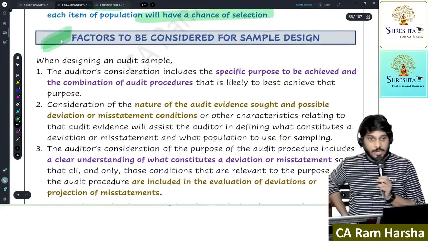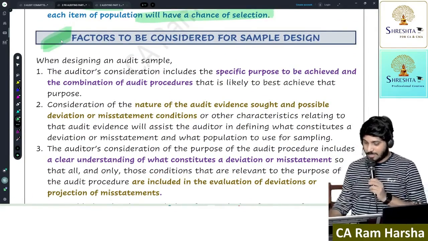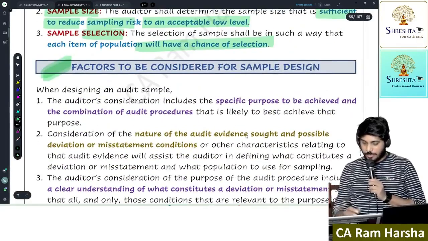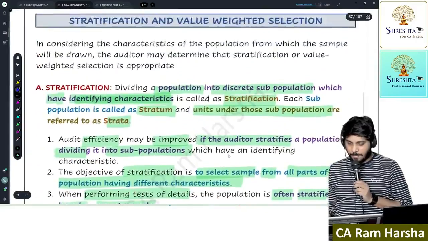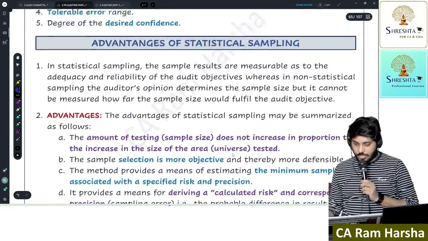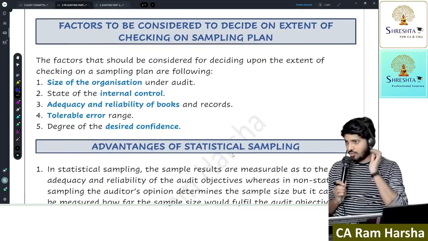Now, what factors in examination, you may get this question also: what are the factors you have to consider for sample design? If they ask you this, please read from the main material. Don't miss this. Wherever I told you to read from the main material or ICAI material, please go through that.